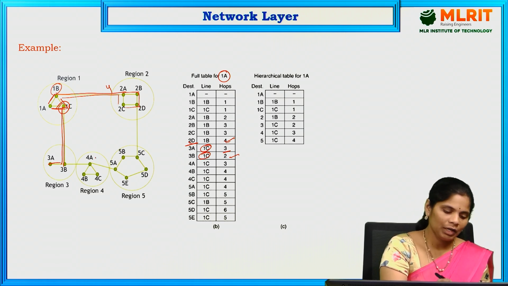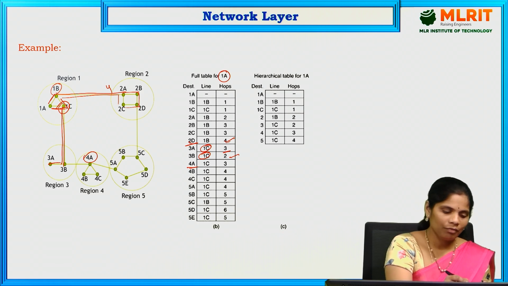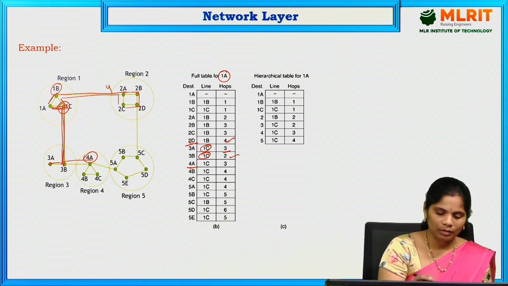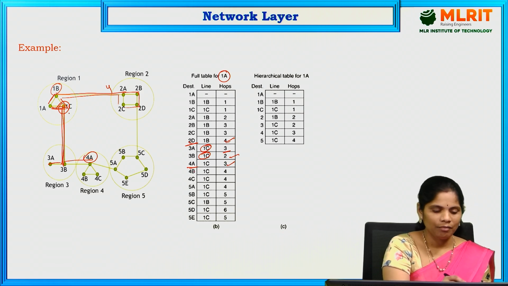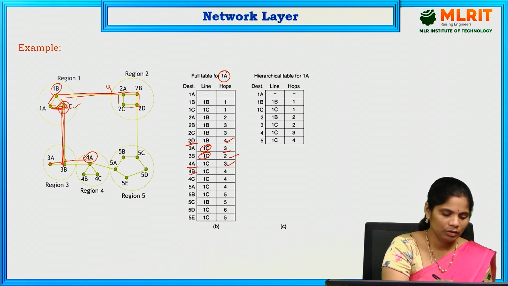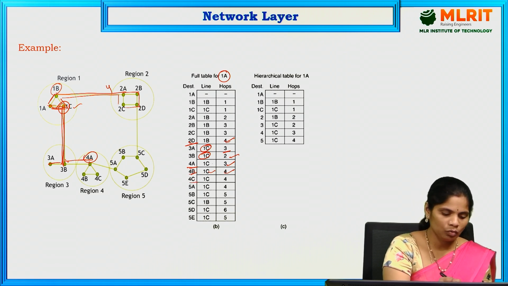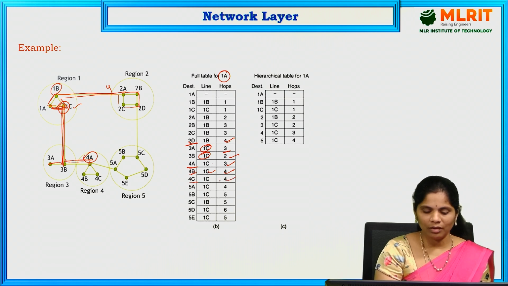In the same way, 1A to 4A. See here, 1A to 4A, how are we going? 1, 2, 3. 3 hops are there. That is 3. We are going to travel through C only. And 1A to 4B, how are we going to travel? 1, 2, 3, 4. 4 are there. That is 4, through 1C we travel. And 1A to 4C, also 1, 2, 3, 4. Total 4. Here is 1C.